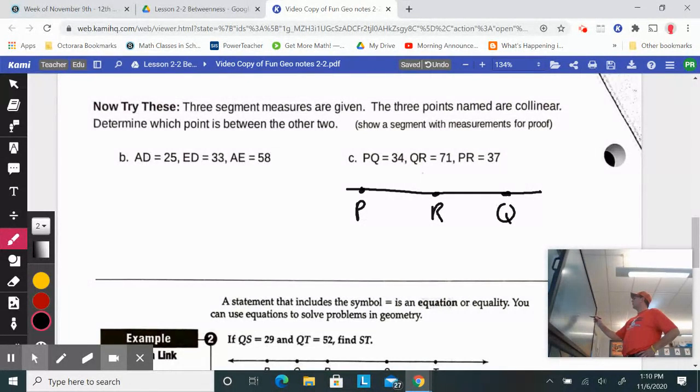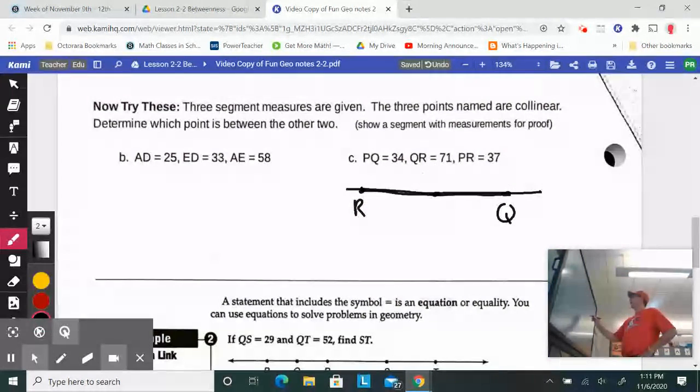So P to Q is 34, and Q to R is 71, and R to P is 37. That doesn't make sense because 37 plus 71 is over 100. So that wouldn't work either. So that means P must be the one in the middle.